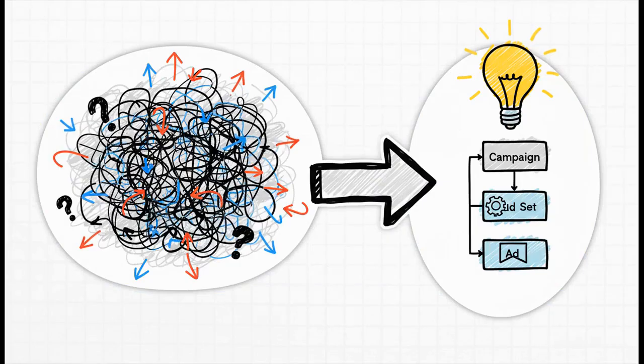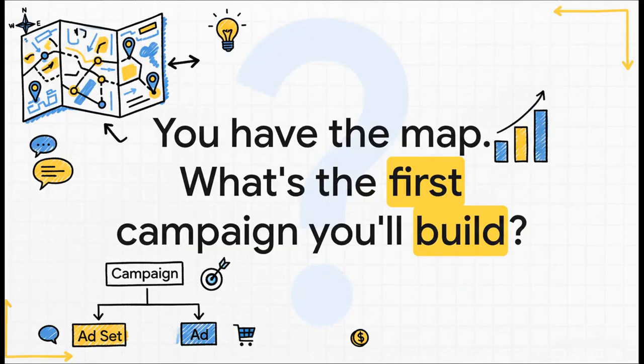And that's really it. That's the core of how Facebook ads work. You've gone from looking at a complicated, confusing dashboard to having a clear, logical blueprint. You have everything you need to build your campaigns with confidence. So, now you have the map. You understand the structure, you know the right questions to ask at every single level. The only question left is, what's the first campaign you're going to build?